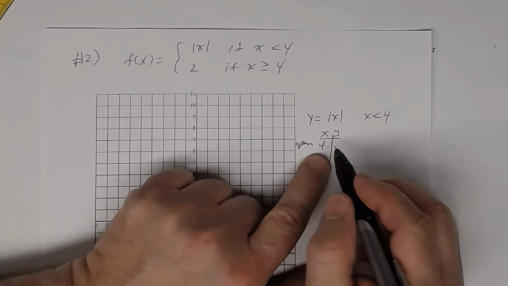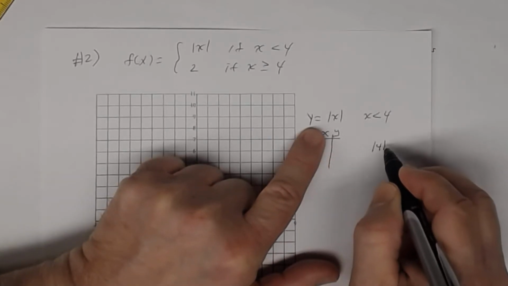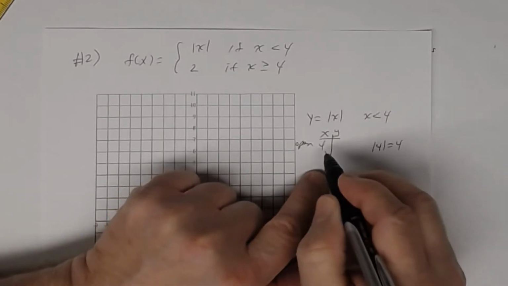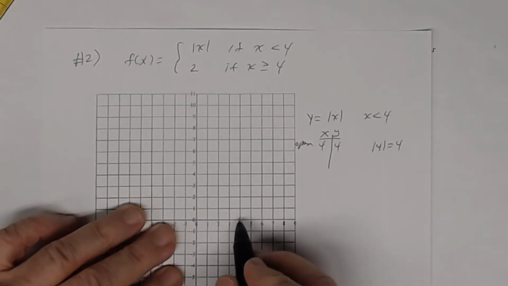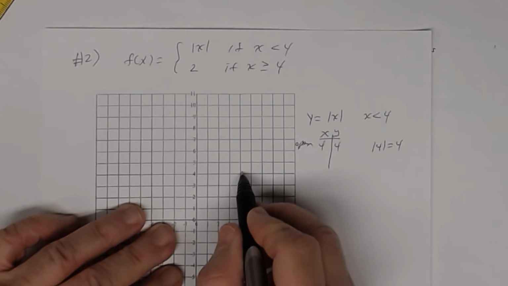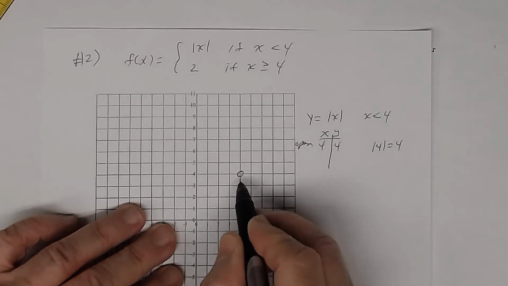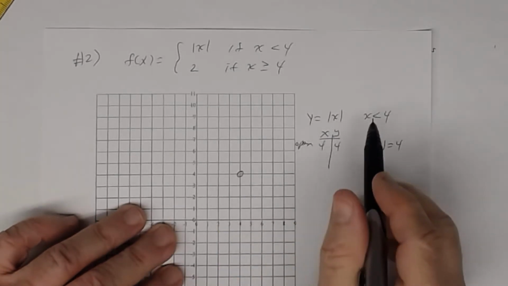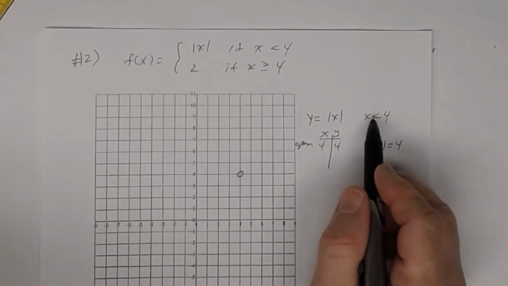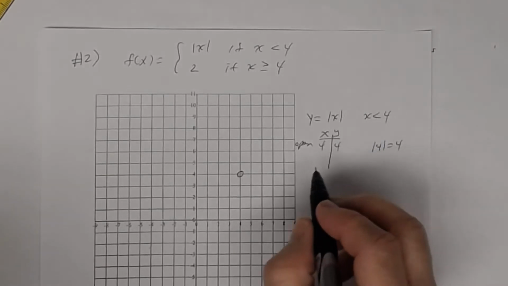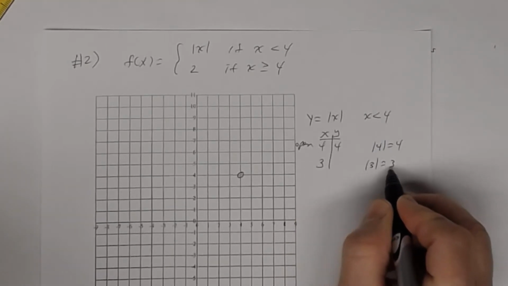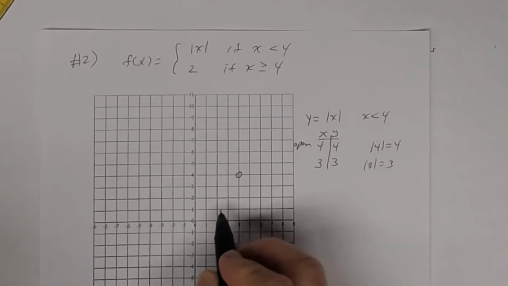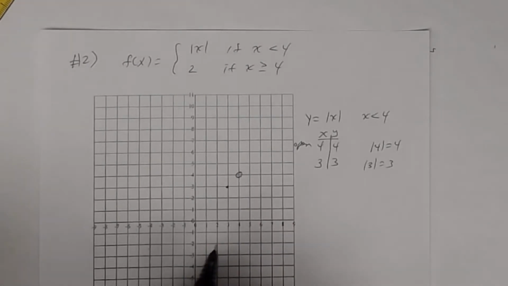Now when x is 4, the absolute value of 4 is 4, right? So I get the point 4, 4. When I plot that point, I'm going to put an open circle here at 4, 4. Now, 4 was not in the domain. Now let's pick a number less than 4, like 3. Y'all agree that 3 is in the domain, right? When x is 3, the absolute value of 3 is 3. So I plot the point 3, 3. So that's this.